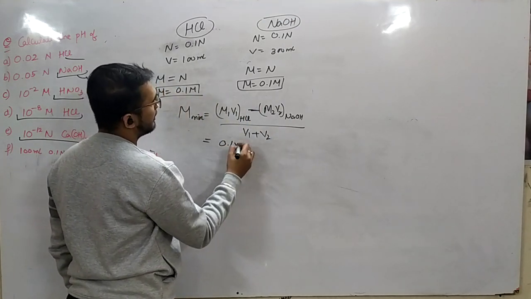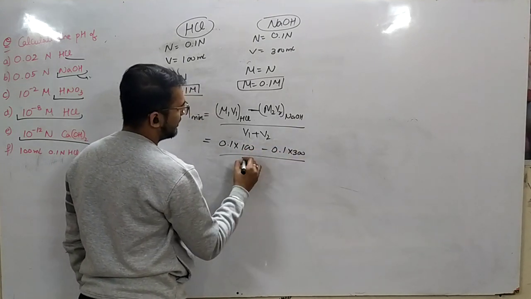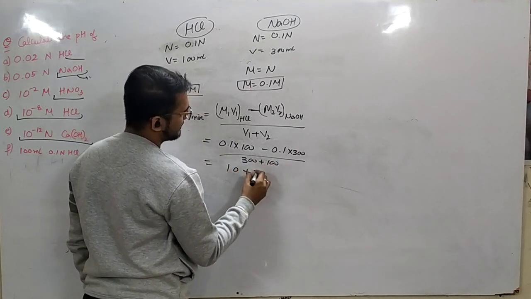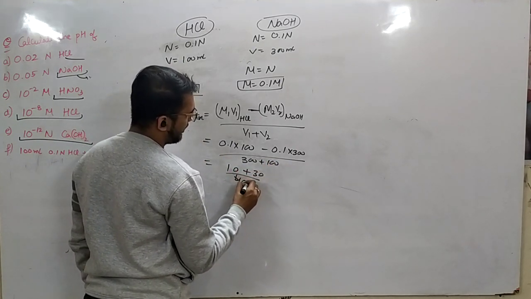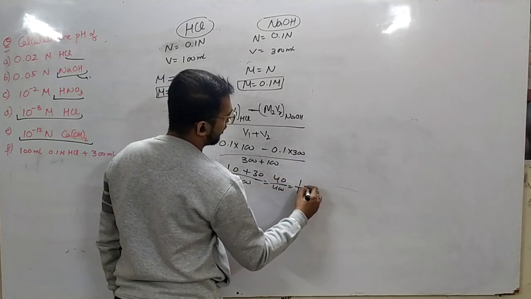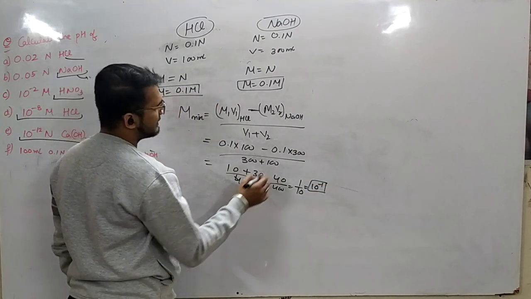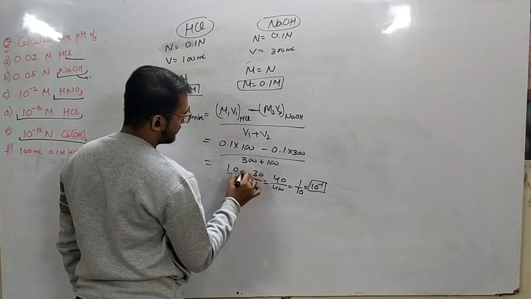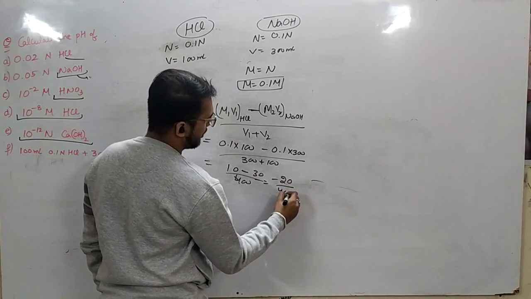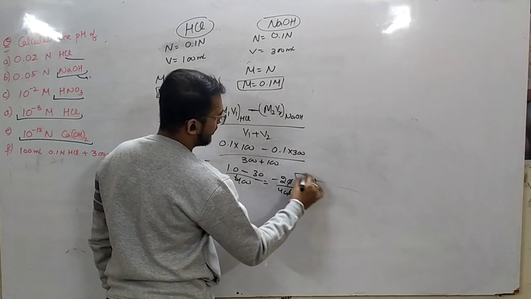Now 0.1 into 100 minus 0.1 into 300 by 300 plus 100. It comes out to be 10 minus 30 by 400, so minus 20 upon 400 comes out to be minus 1 by 20.